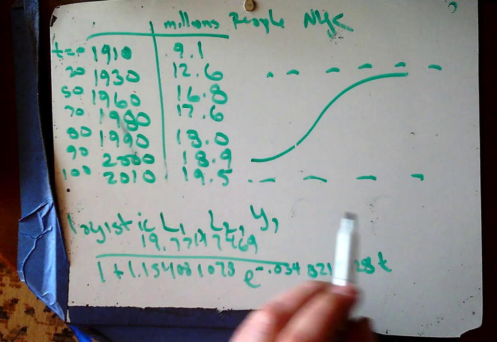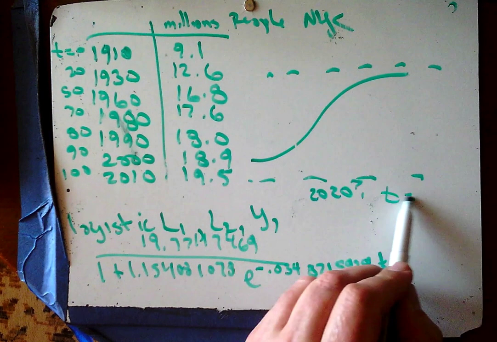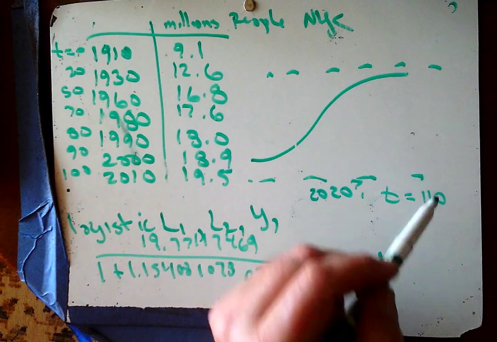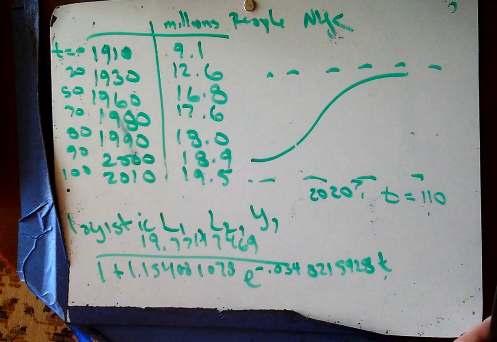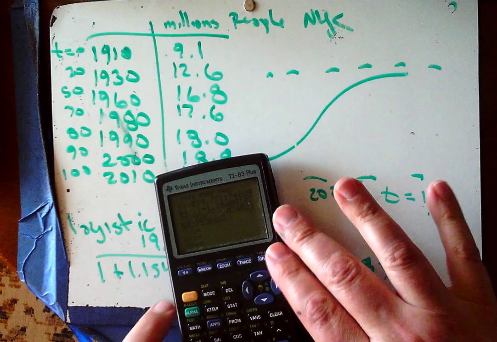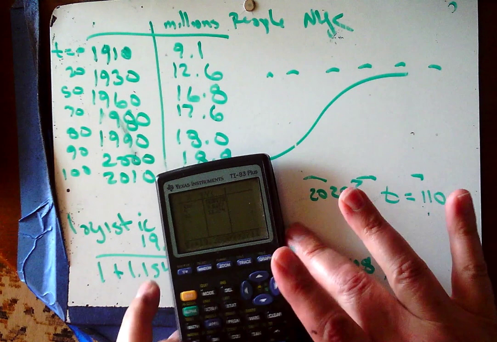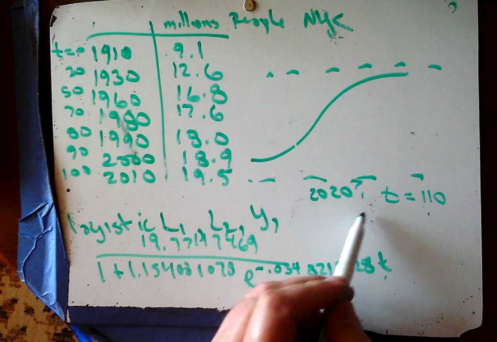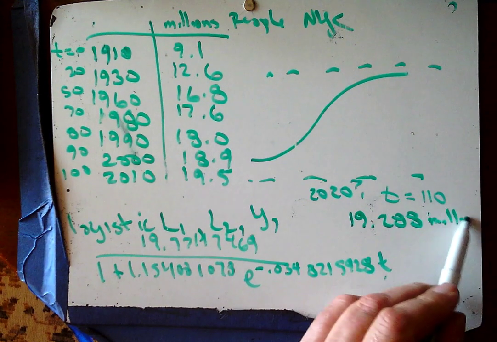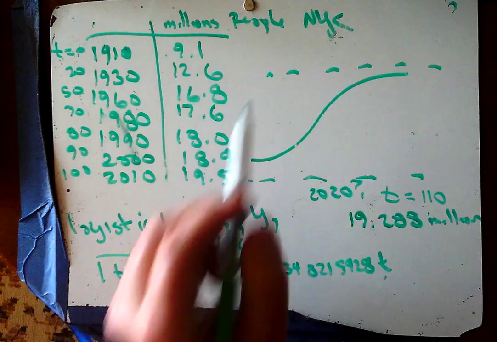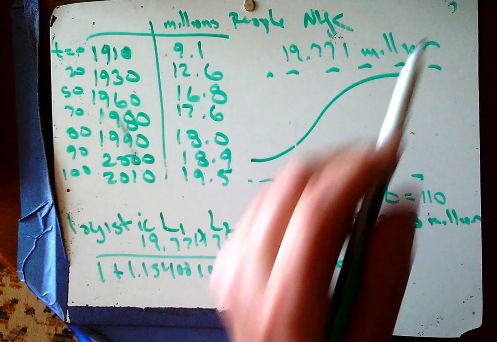And I need that because if I want to say, hey, what's the population in 2020? Well, that would be t equals 110. Let's plug that 110 in for t. I don't want to plug that in and then have to try and figure this out by hand. Instead, I'm going to go over to my table feature and just type in 110. And I see the population of Metro New York should be 19.288 million. We're approaching that carrying capacity of 19.771 million, but we're not there yet.